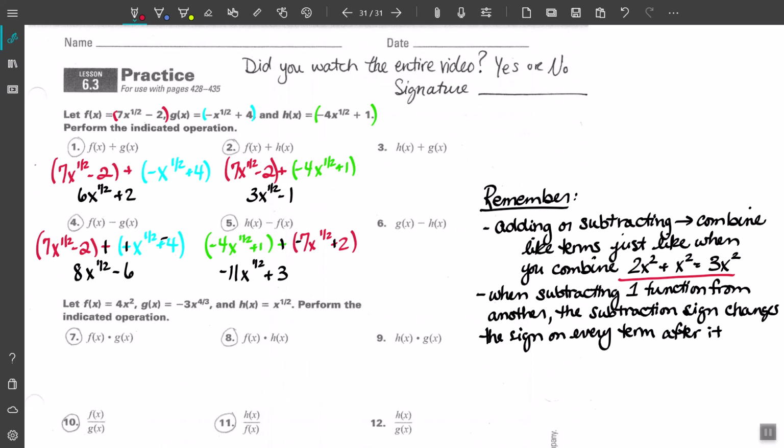When you are subtracting one function from another, the subtraction sign changes the sign on every term after it. We've been dealing with this quite a bit already this year, so this should sound familiar. It's the same deal that we've been dealing with on all the other kinds of problems before it. Take a minute to pause the video and write this down, especially if these are two rules that you struggle to remember. Write it on your worksheet so that when you go back to use this for your homework, you've got it in front of you.